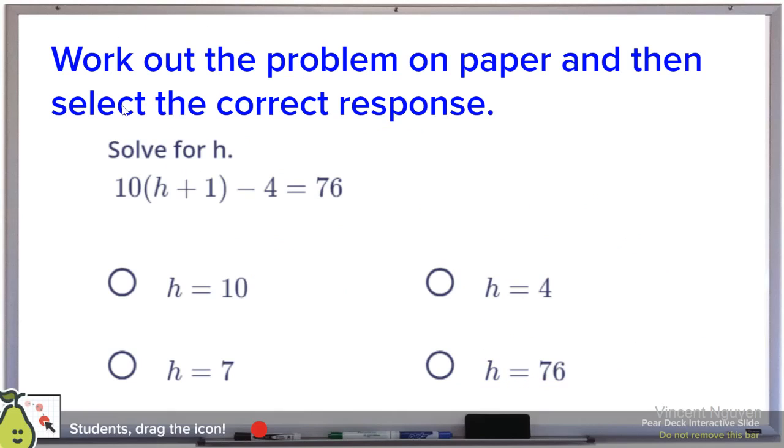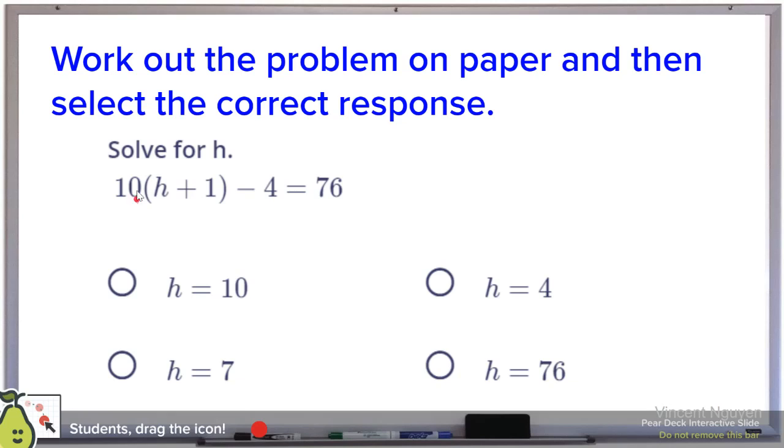All right, let's check out this one. Get a piece of paper out and try this on your own. You can pause the video and then we'll work through it. So what do we do here? We first distribute, and then we combine like terms, and then we move all the numbers to the right-hand side, and then we divide by 10 finally.